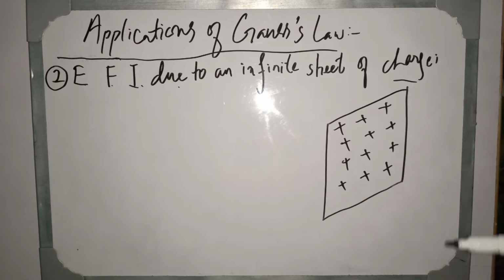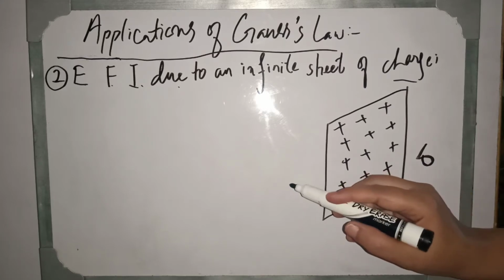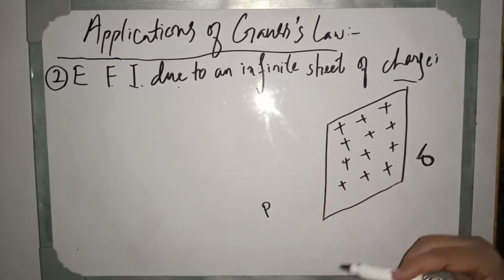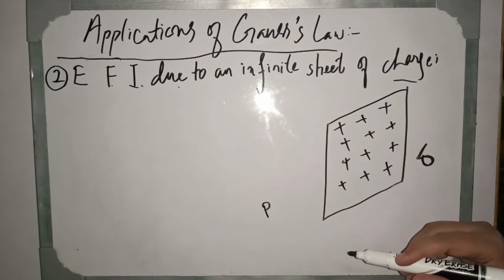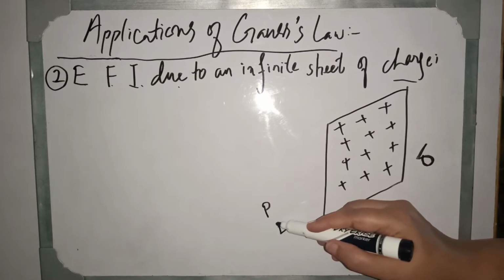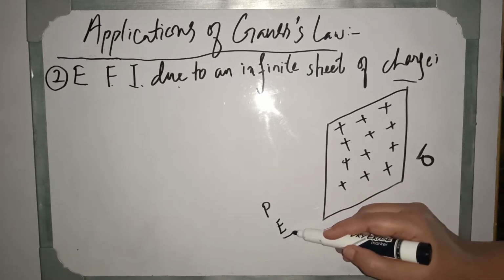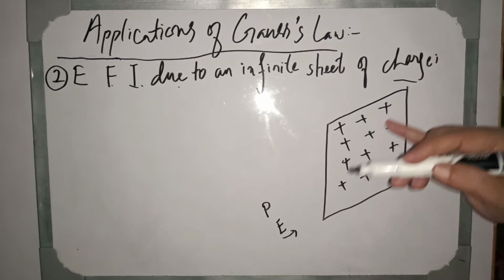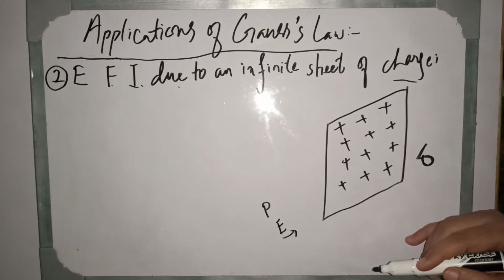Now with surface charge density sigma. Here the charges are distributed with surface charge density sigma. This symbol is called sigma. Let P be a point at a distance r from this sheet, and E be the electric field at this point P. Suppose this E is the electric field at this point P due to the positive sheet of charges. All positive charges are distributed on this sheet.